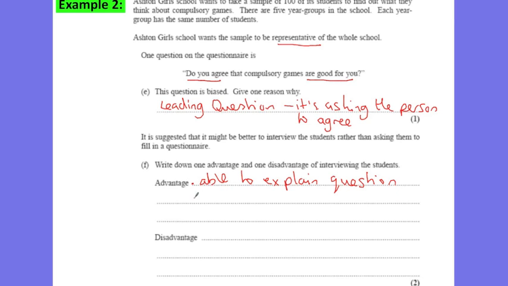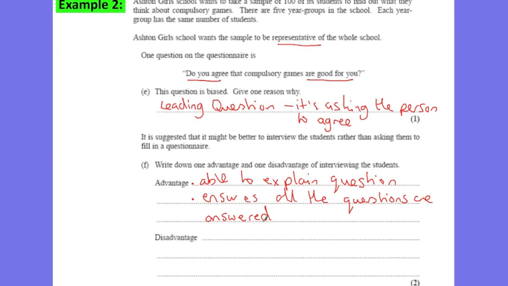Also, a further reason, we only need one, but a further one would be that it ensures all the questions are answered. If you are there asking the questions, no one will leave any blank. So that's really important as well as a second advantage.